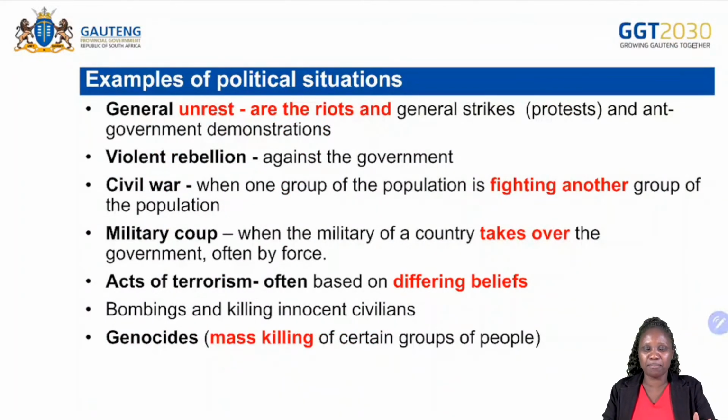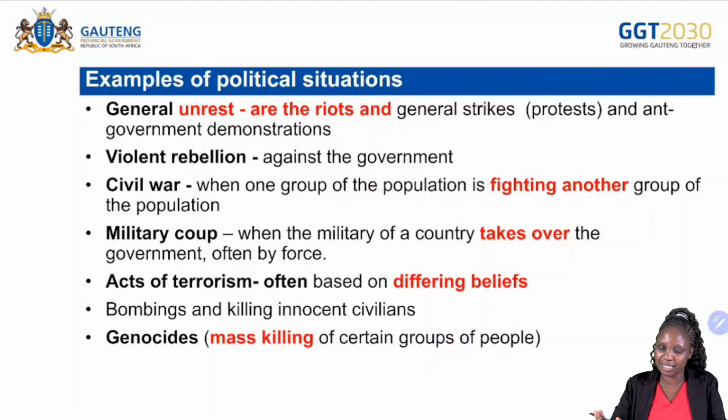And then we've got examples of political situations. We've got general unrest. These are riots and general strikes, or we can say protests, and anti-government demonstrations. This is general unrest. General unrest impacts negatively on the tourism industry because tourists from the whole world will not visit a certain place because there is general unrest. If there is general unrest, it is not safe for tourists to travel to that area. Then violent rebellion. This is against the government.